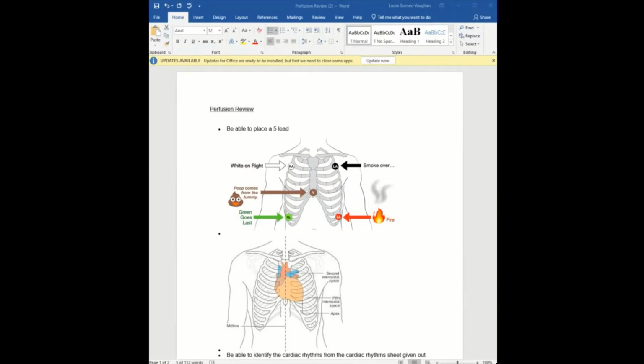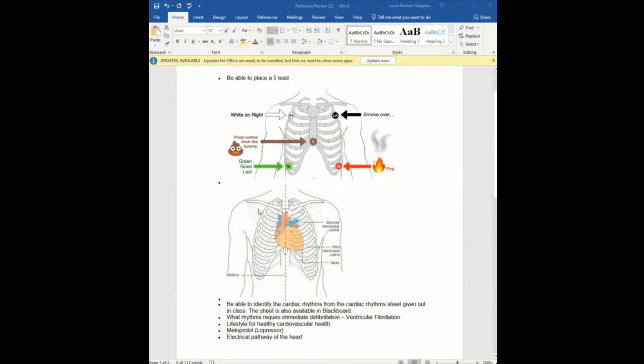This is the perfusion review for care of the patient with chronic conditions. I've pulled up the review that's posted in Blackboard, and the first thing on that review is be able to place a 5 lead. So this is our copies and pastes of the pictures that were in the assignment that you submitted through Blackboard. So on your exam, it'll look like this, and you'll have hotspot questions like, where do I place the brown lead?